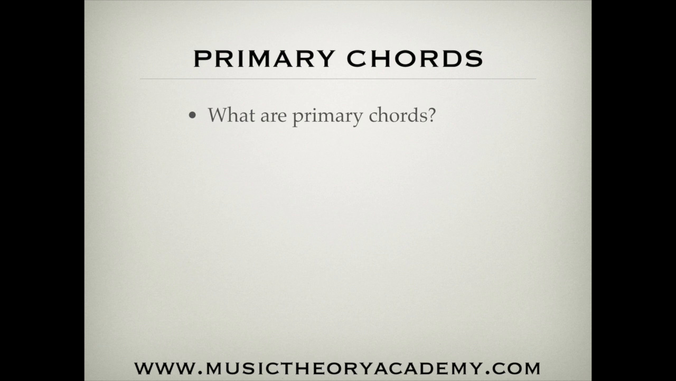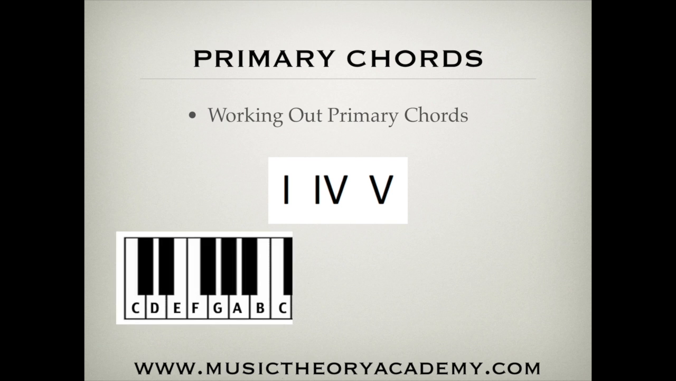So firstly, what are primary chords? Well, primary chords are the most commonly used chords in any key. And they're based on the first, the fourth, and the fifth of the scale. Now, we use Roman numerals in music just because that's how the tradition has developed. So, let's have a look at an example. If we're going to work out the primary chords in C major.